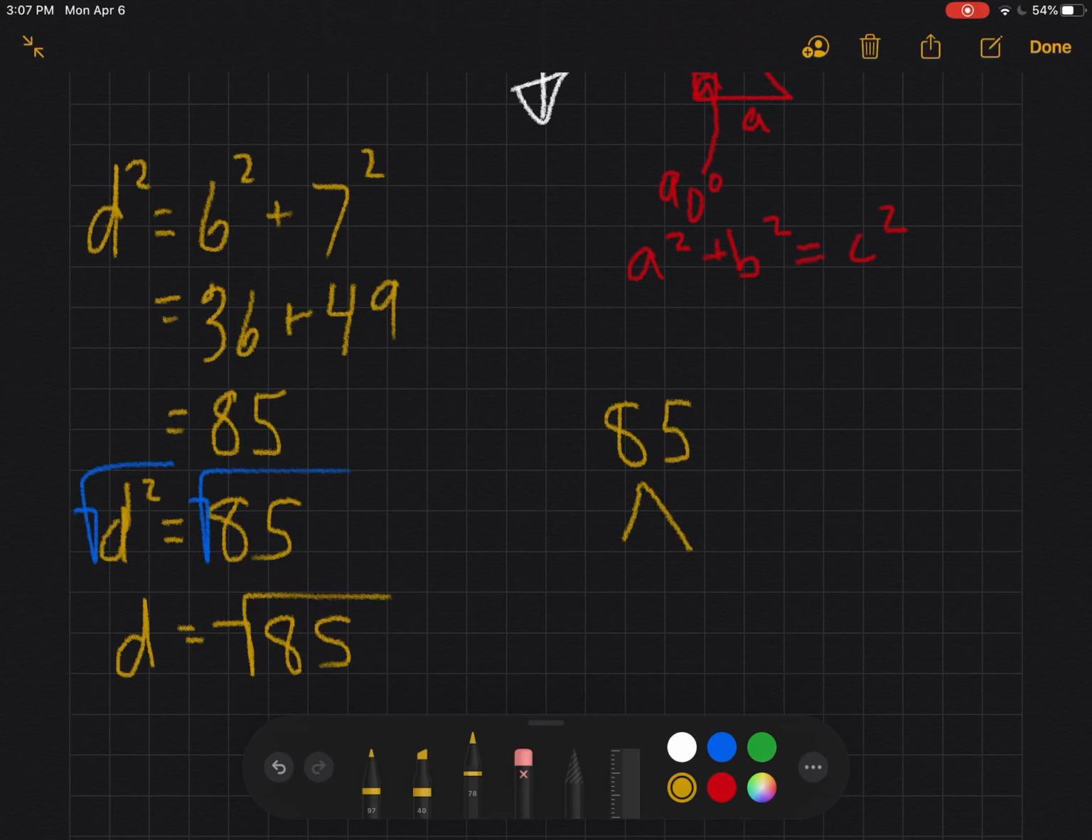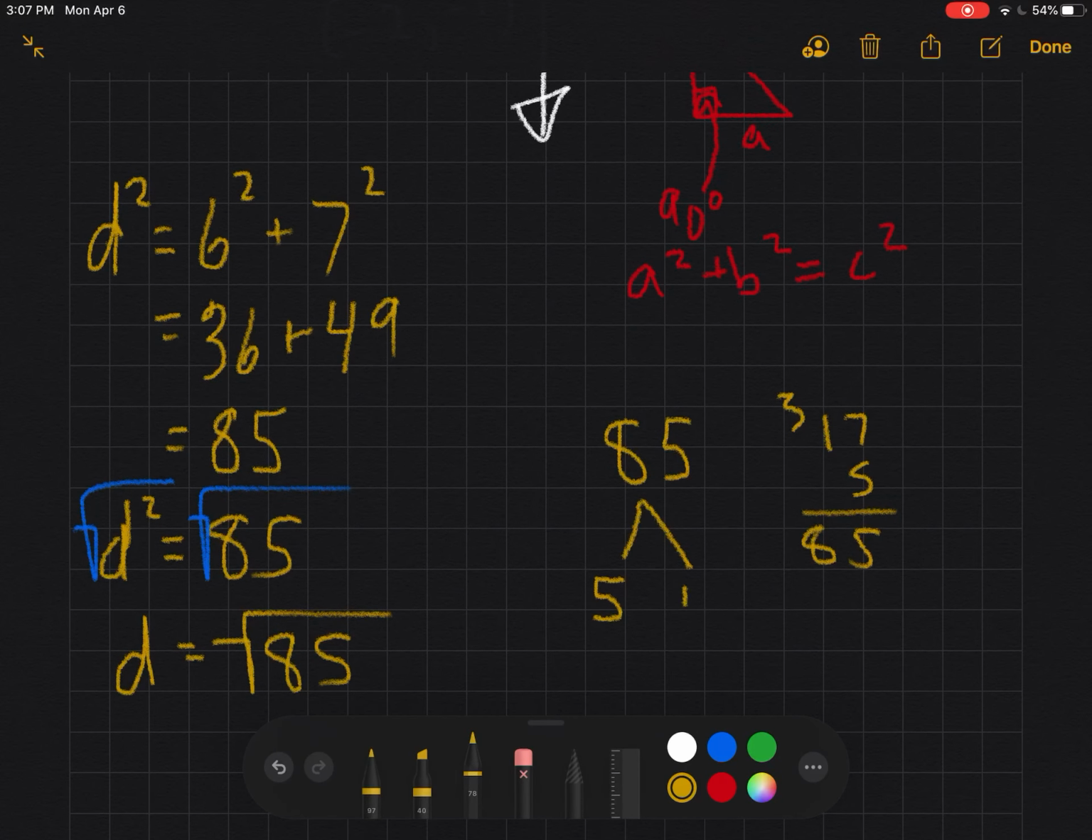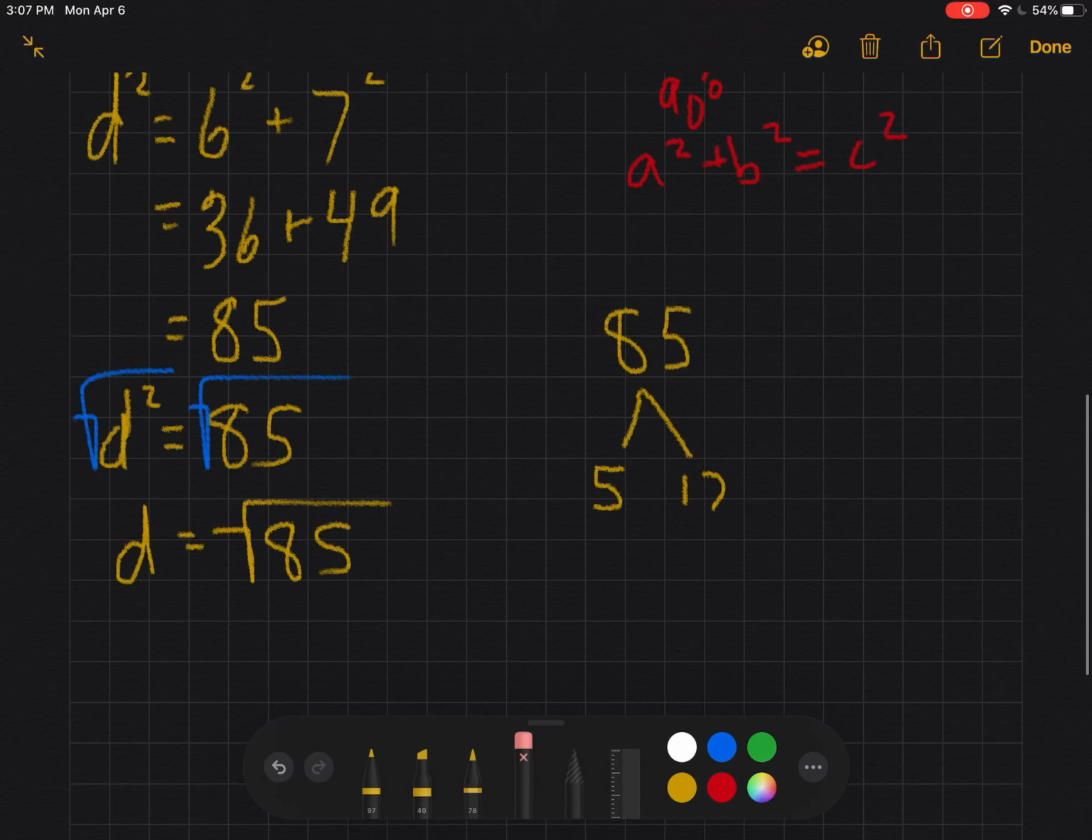Let's figure it out. So I see that it's divisible by 5 because it ends in 5. So let's see, that should be 5 times 17, is that true? 17 times 5? 35, carry the 3, 5, 70. Yeah, so it's 17 times 5. And 5 and 17 are both prime.